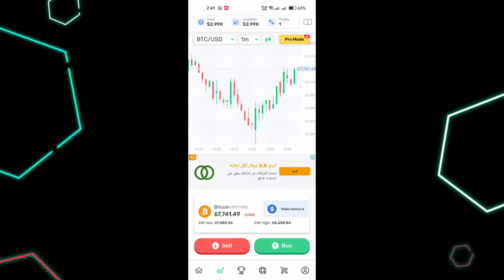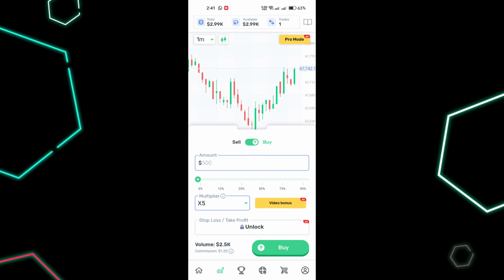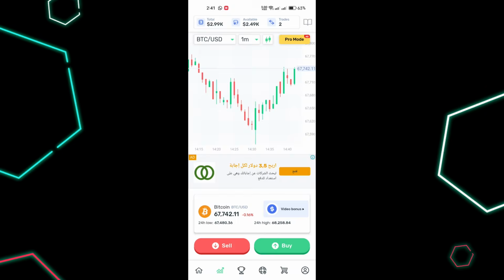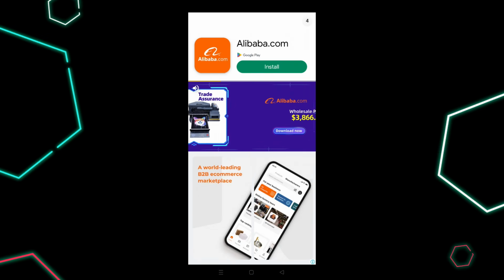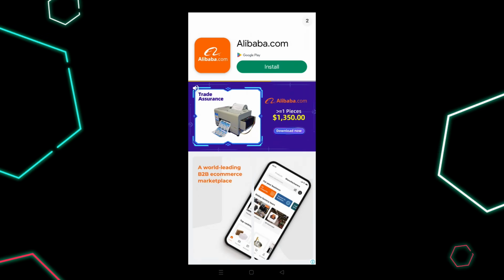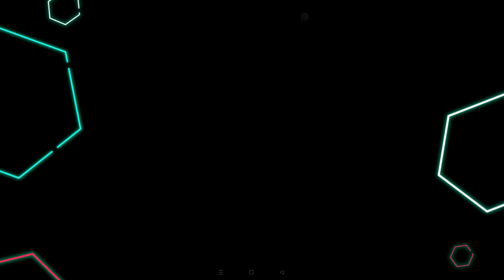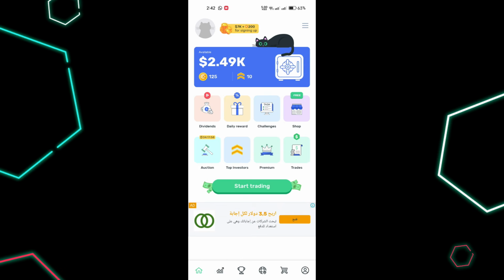Think of Cryptomania as a demo account in the world of finance. It provides users with virtual funds to practice trading and learn about cryptocurrency markets without risking your real money. So, open the Cryptomania app on your device, and within the app, you'll have access to simulated trading features, allowing you to practice trading cryptocurrencies.